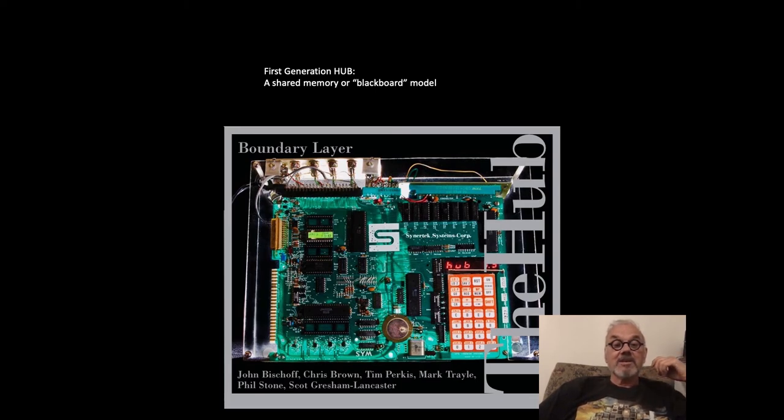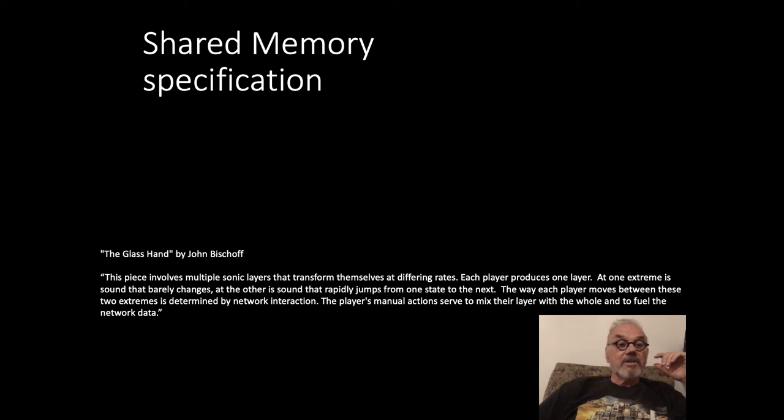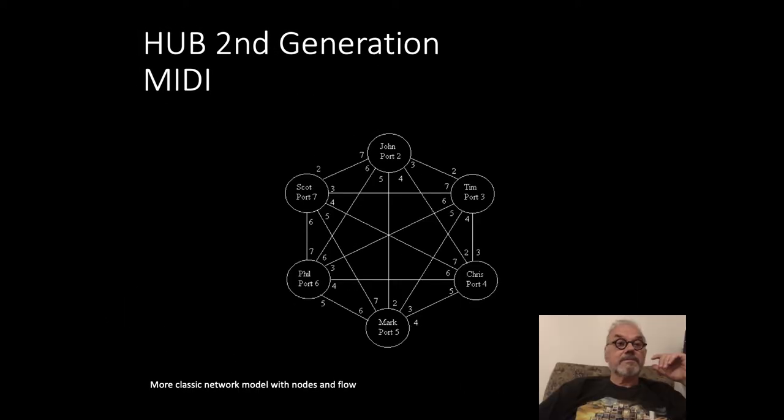The first generation Hub looked like that. It was a SIM single board computer with a shared memory. There were actually two of them, and they could communicate with each other over a modem at 1200 baud between two spaces. We used that in '86, I think, in New York, maybe '85. Sure, the shared memory specification was the first thing that we had. And here's a piece called Glass Hand. You can read the description of the piece that John Bischoff supplies below. Look up Glass Hand. It's on the CD.